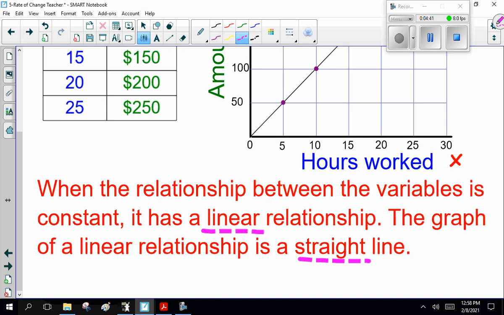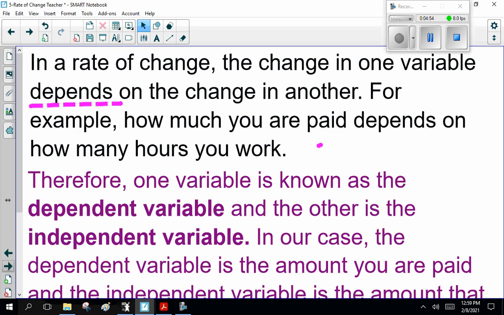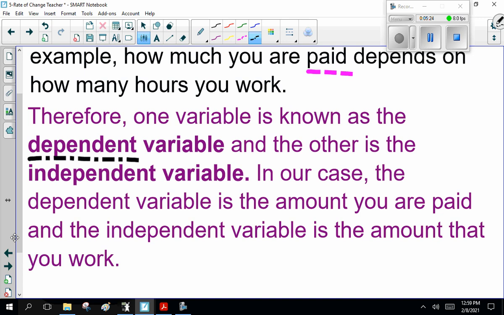Right, now, some vocab. In a rate of change, the change of one variable depends on the change in another. For example, how much you are paid depends on how many hours you work. Therefore, one variable is known as the dependent variable, and the other is the independent variable. So follow carefully. In our case, the dependent variable is the amount you're paid, and the independent variable is the amount that you work.